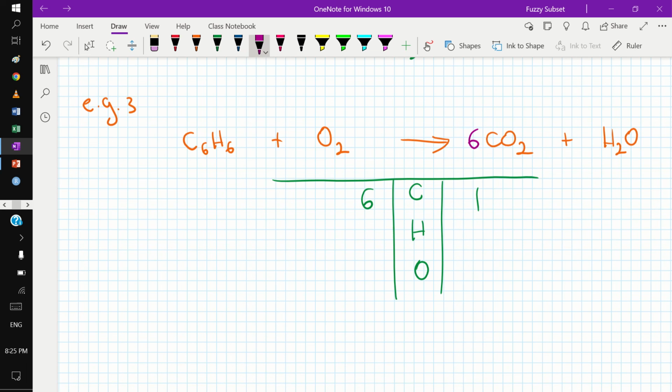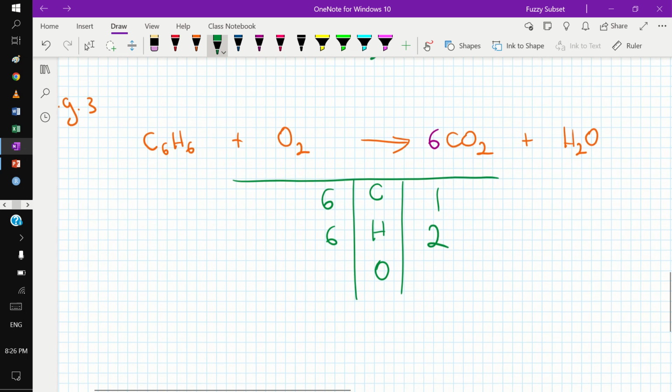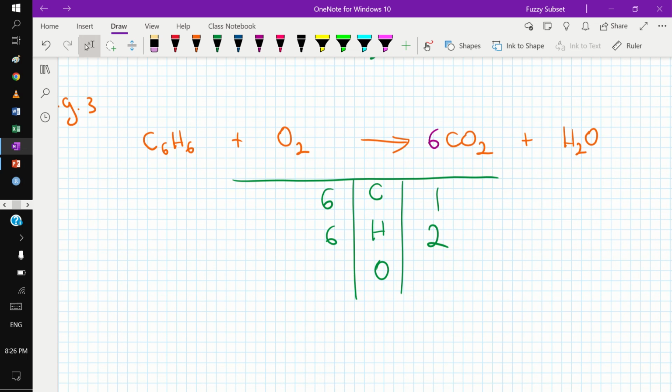Okay, 6 there. Then on the left, if we move on to hydrogens, we have 6 hydrogens on the left, and we only have 2 on the right. So we've got a 2 there. So to balance that, we need to put a 3 in front of the H2O on the right. Okay, because now 3 times 2 gives us 6 hydrogens on the right. And I should be updating these as I go. Here we go, 6 and 6. Cool, so carbons and hydrogens are balanced.